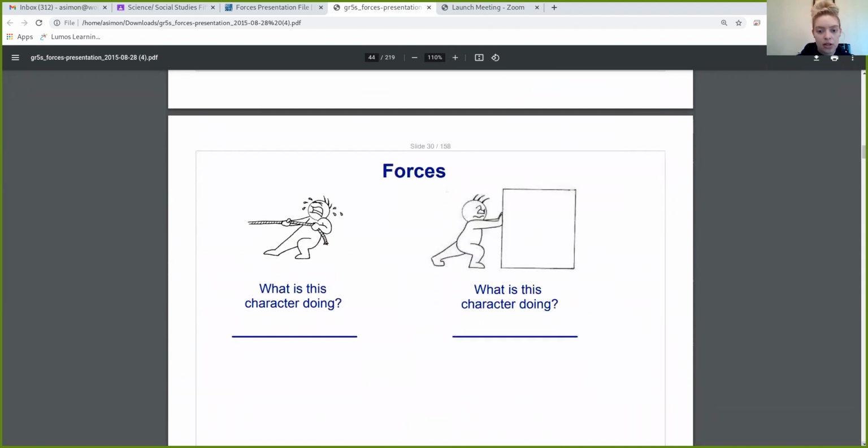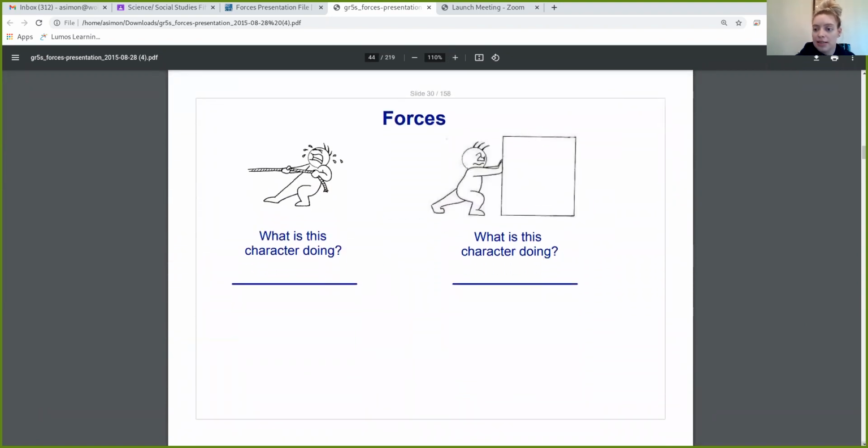All right, so I want us to take a look at these pictures and see what these people are doing. If we look at this character, what are they doing? Well, we can clearly see that they are pulling something. They're pulling a rope. Then we look at this character. What is this character doing? Here we can clearly see that this character is pushing a box. So we have a character that's pulling and a character that is pushing.